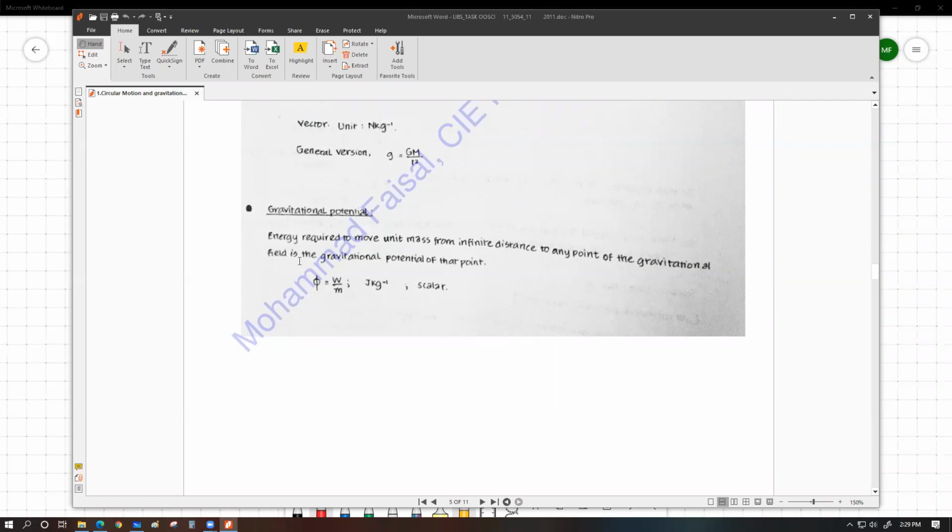We are using the term energy required. It can also be said to be work done. Energy required and work done are similar, so no big deal there. So once again, try to understand the definition: energy required to move unit mass from infinite distance to any point of the gravitational field is the gravitational potential of that point. The formula is given by phi equals work done per mass. Here we use W, and if we say energy, they are interconvertible.